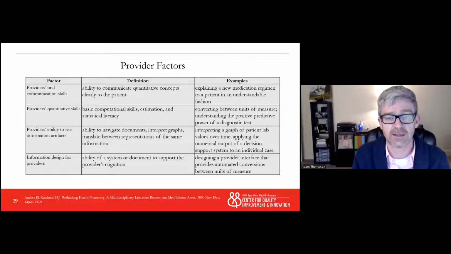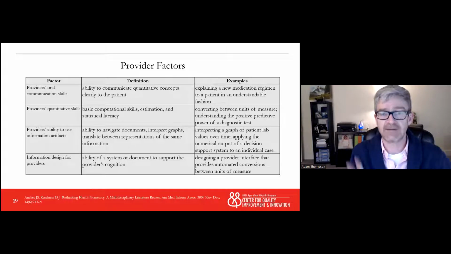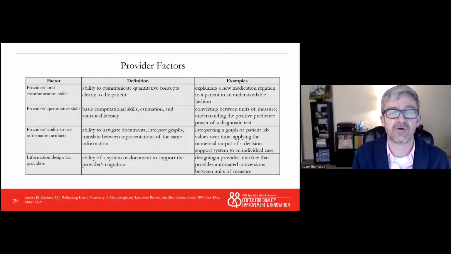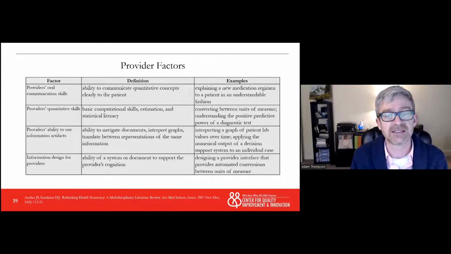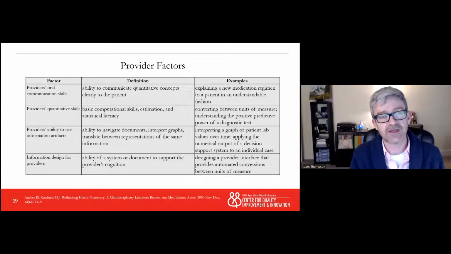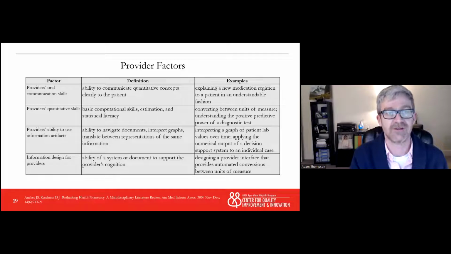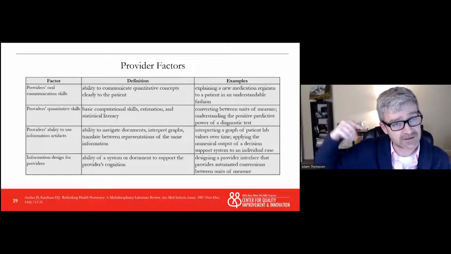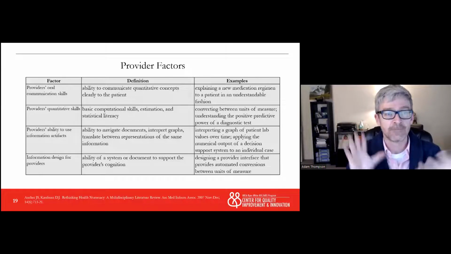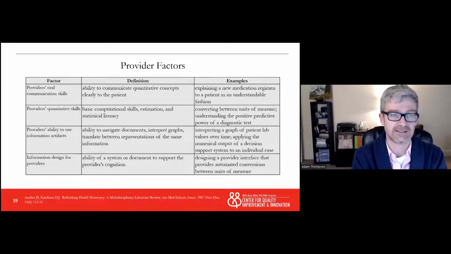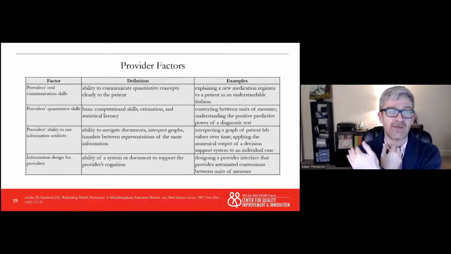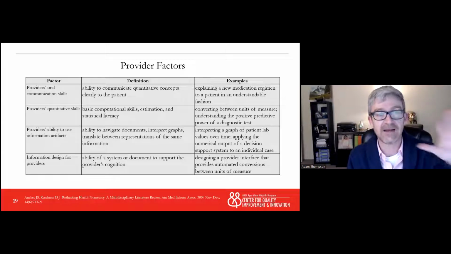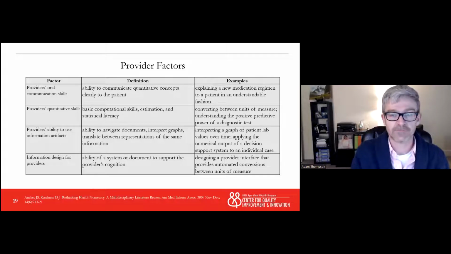This last factor, again, same thing as we saw in patients, information design, the ability of a system or document to support the provider's cognition. This could be things like designing a provider interface that provides the automated conversions between the units of measure. So instead of relying on the provider's quantitative skill factor that we saw a couple up, erasing the quantitative process from the get-go and doing the math for the provider so that that piece is always right.